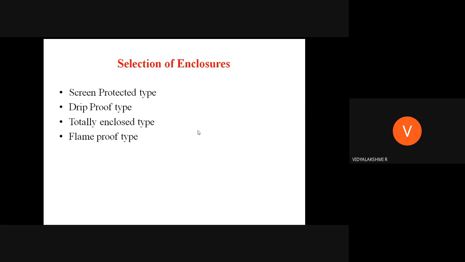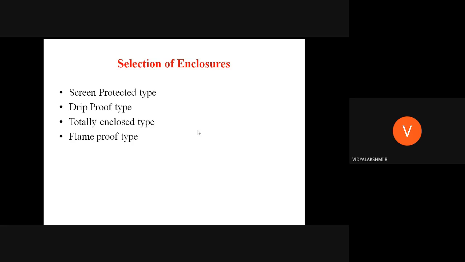Another advantage is that in some cases, while the motor is running, people may put their hand near it. At such times, we have to enclose it with some type of cover. So one type is the screen protected type, which uses a wire mesh screen. It allows more ventilation because it is screen type. Ventilation is possible, it protects from dust, and another advantage is that it prevents contact with the motor. So this is the screen protected type.